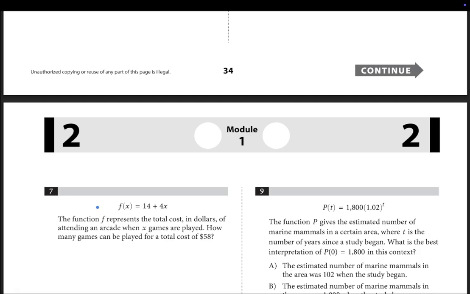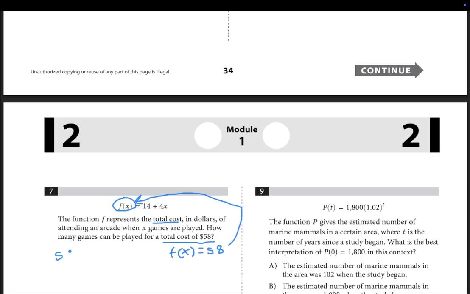Number 7 states the function f represents the total cost in dollars of attending an arcade where x games are played. How many games can be played for a total cost of $58? So it says the function f represents the total cost. So f of x is going to represent a total cost, and then down here we see how many games can be played for a total cost of 58. So therefore, we can say that our f of x is equal to 58. All right. So all we have to do is input this 58 into our f of x, and then we can just solve for x using a two-step equation.